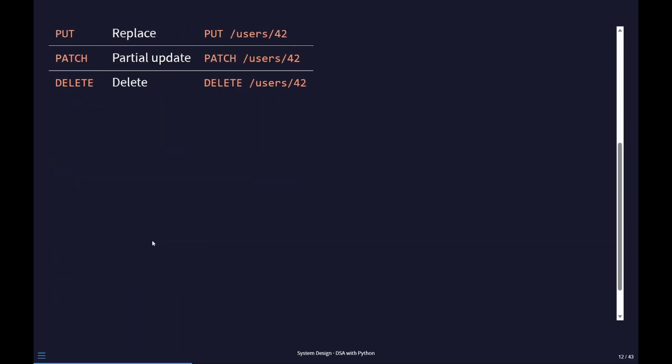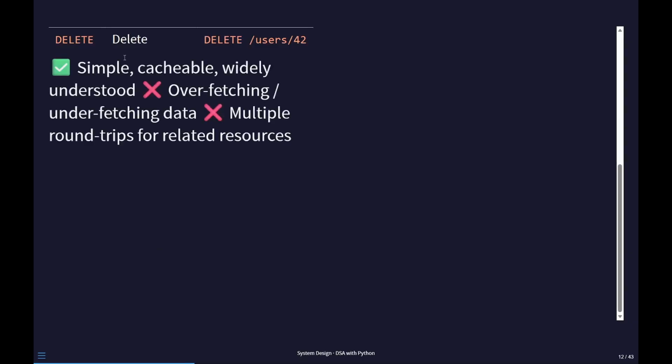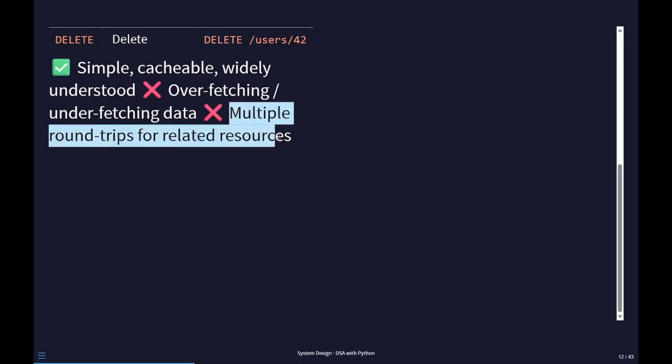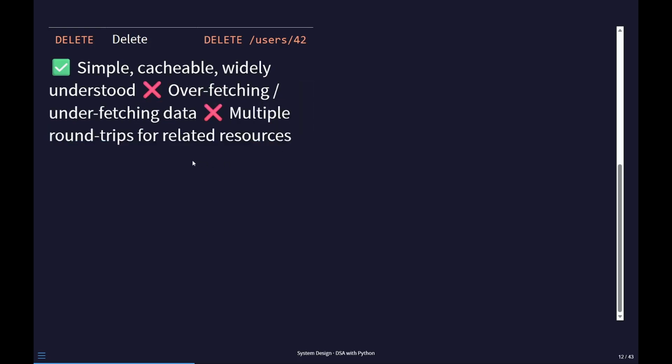Responses are typically JSON. REST strengths: it is simple, widely understood, and HTTP responses are inherently cacheable. But it has real weaknesses. Overfetching. You get back more data than you needed. Underfetching. You have to make multiple requests to different endpoints to assemble the full picture a client needs.